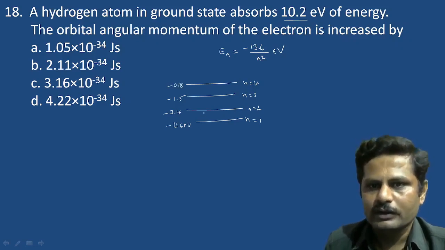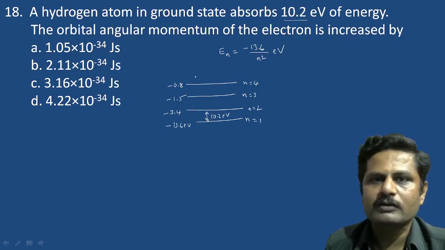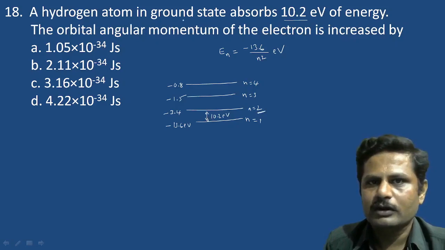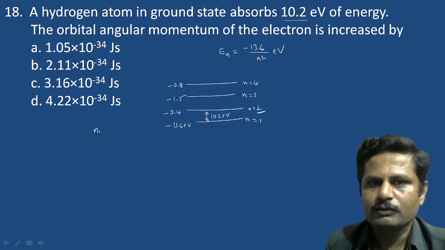Now let me consider the difference between these two, that means minus 3.4 plus 13.6 electron volt gives us 10.2 electron volt if we calculate. So now the electron is in the second orbit. If the hydrogen atom in the ground state absorbs 10.2 electron volt, then the electron will be in the second orbit, that is n2 equals 2 here.